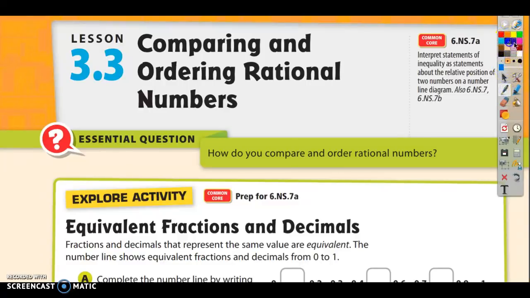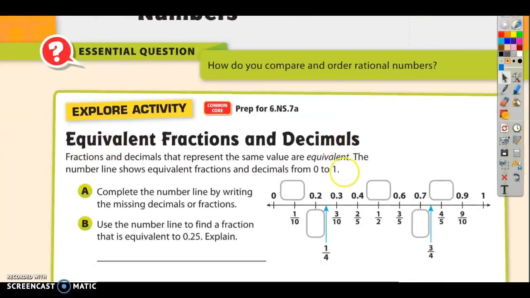This is lesson 3.3, comparing and ordering rational numbers, and this is textbook page 59. The essential question: how do you compare and order rational numbers? And we start this lesson with an explore activity.